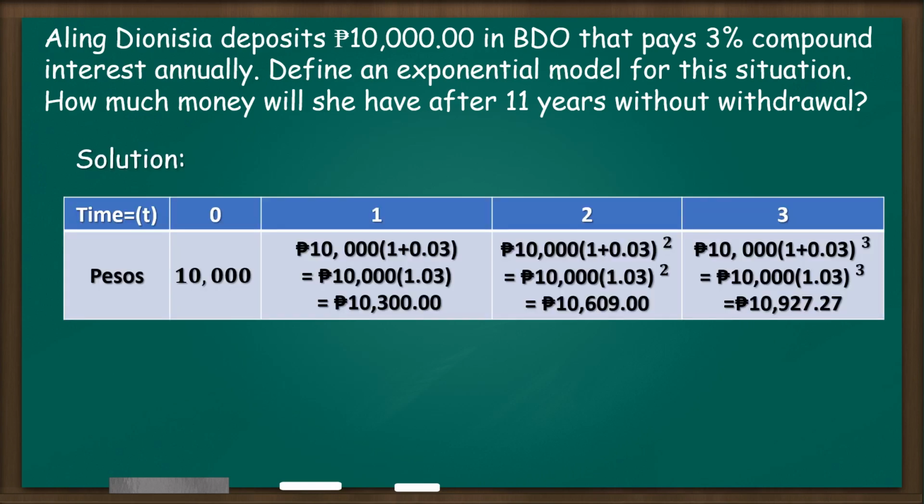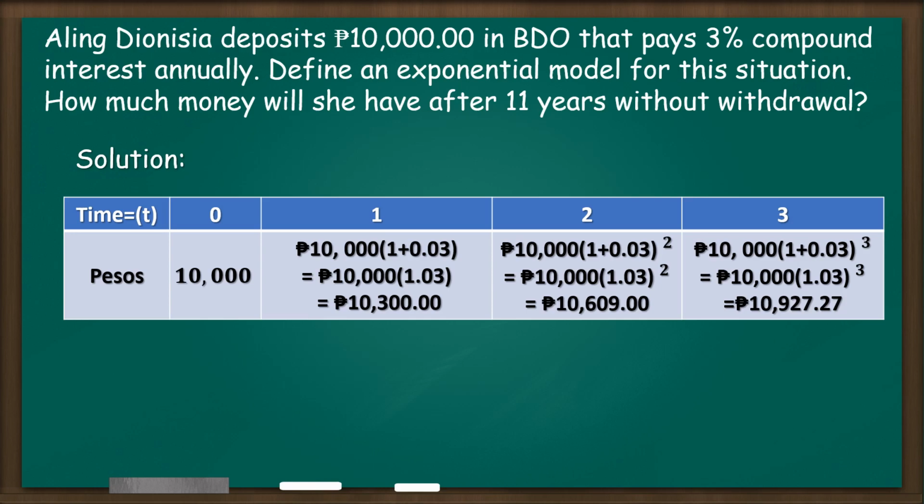Solution. At time 0, we have the initial amount of money, that is 10,000 pesos. At 1 year, we have a computation that is 10,000 multiplied by 1 plus 0.03 raised to 1. Simplifying our quantity, we have 10,000 pesos multiplied by 1.03. Simplifying our term, we will now have the answer 10,300 pesos.